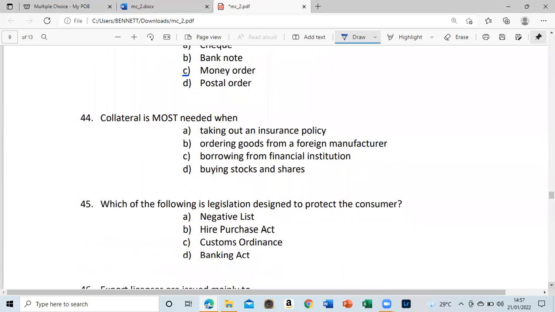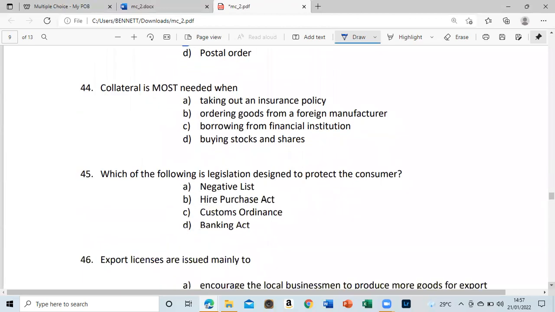Let's move on to 44. Collateral is mostly needed when A, taking out an insurance policy, B, ordering goods from a foreign manufacturer, C, borrowing from a financial institution, or D, buying stocks and shares. And that would be borrowing from a financial institution like the banks.